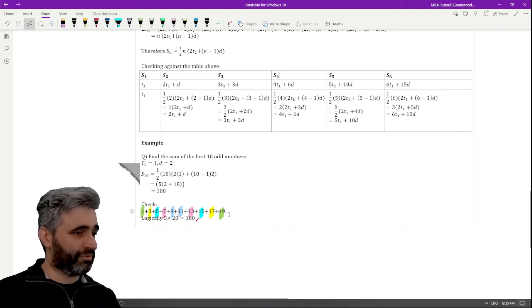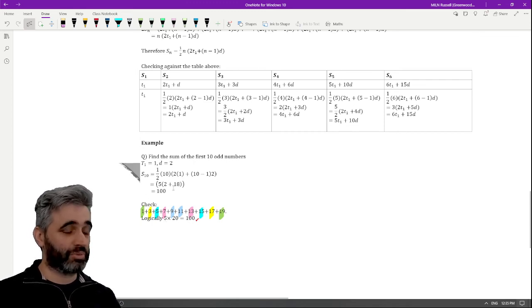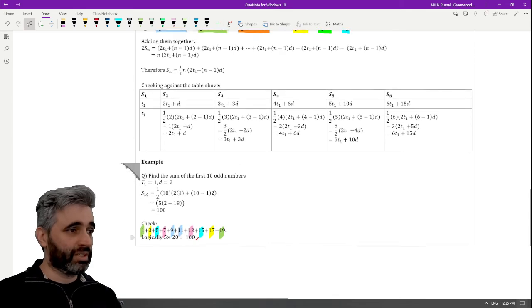Here's a list of the first 10 odd numbers. If we look at the first and last one, 1 plus 19 adds to 20, 3 plus 17 adds to 20, 5 plus 15 adds to 20, 7 plus 13 adds to 20, and 9 plus 11 adds to 20, which logically just means it's 5 times 20, which is 100, which is what our series formula found out for us. So there you go.